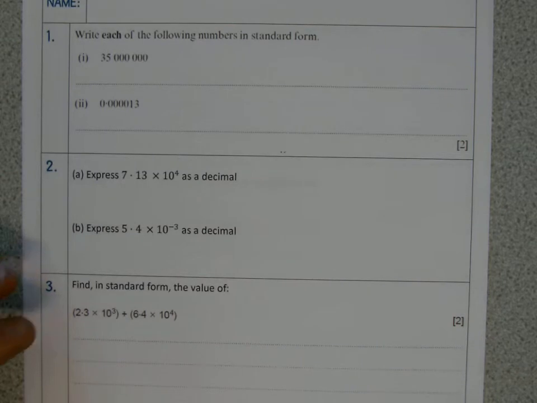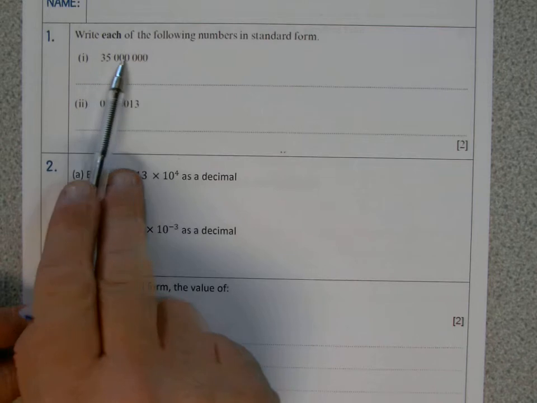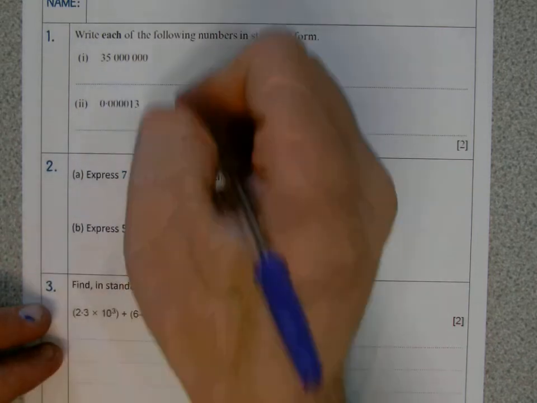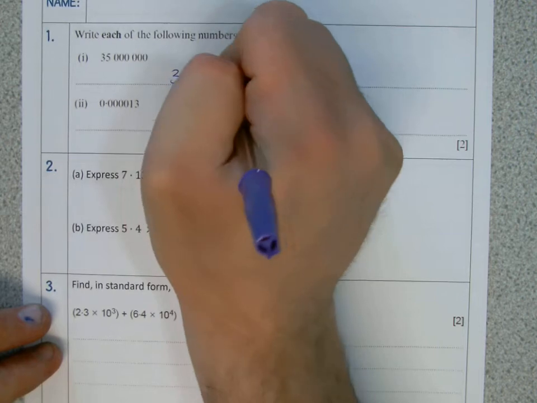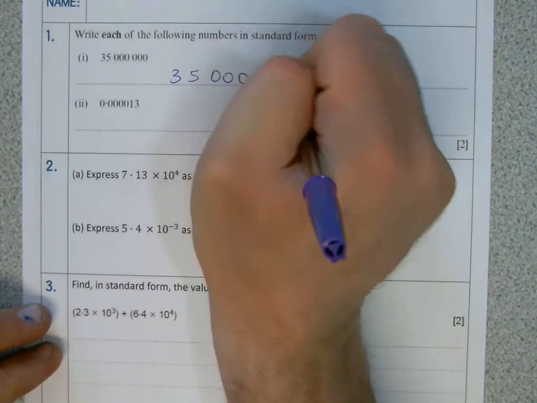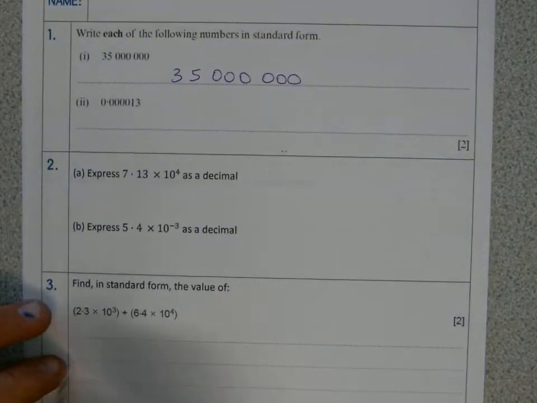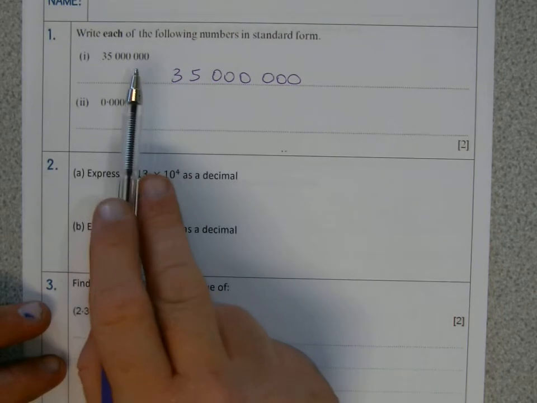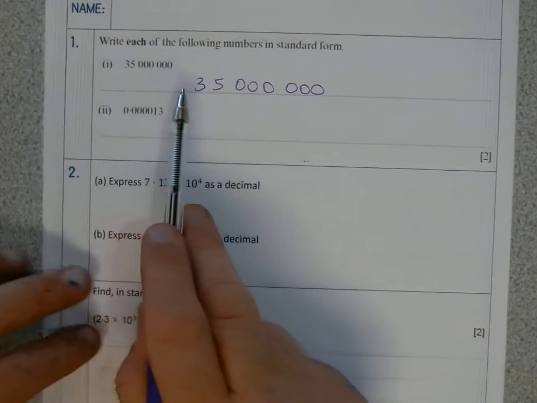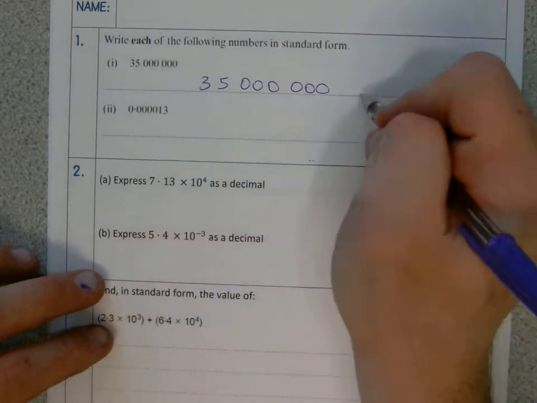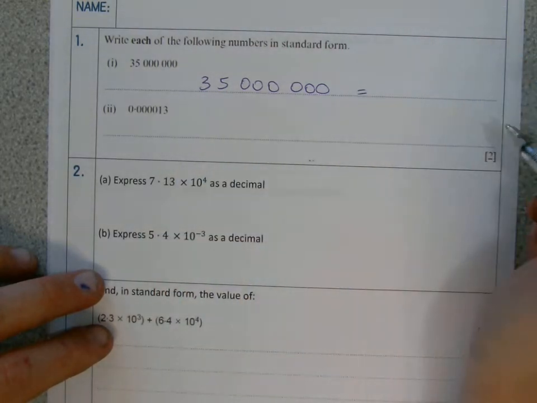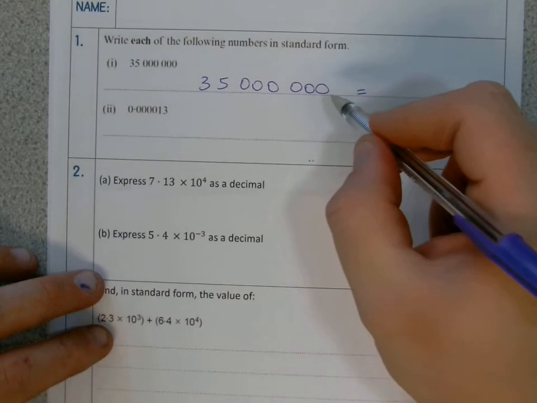Okay, so with this question, it says write each of the following numbers in standard form. So here we've got a really large number. I'm going to write it out again so that I've got enough space to explain my workings, and you might want to do that in the exam as well, so everything's clear for you. Now, when it comes to standard form, remember the number that you get at the end must be between 1 and 10. At the moment, this is a very big number, isn't it?